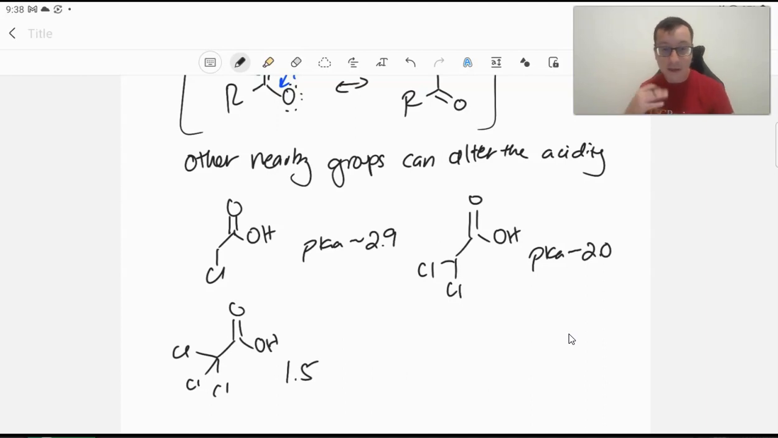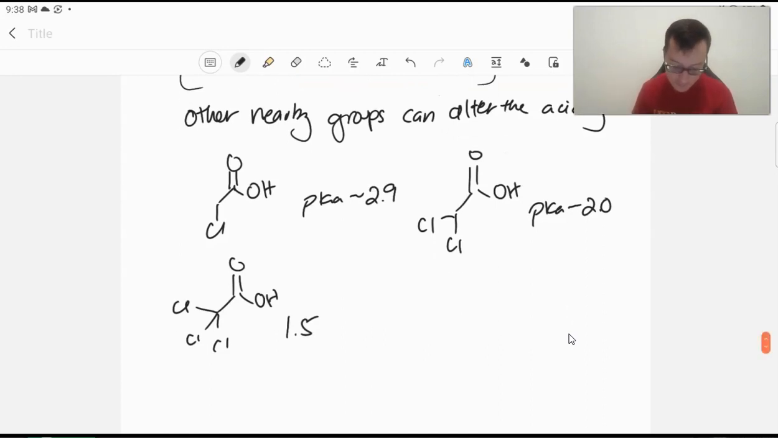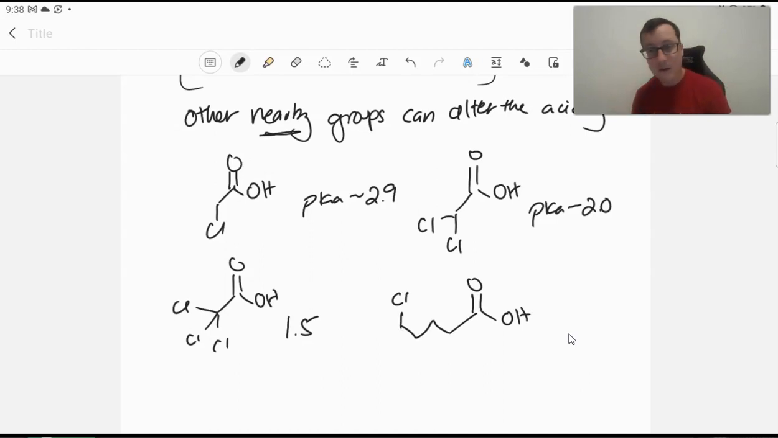So not only do we have resonance that's helping stabilize that negative charge, but we're also pulling electron density away towards the chlorines, which is going to help further stabilize it. Of course, stuff has to be nearby. So something like this, the chlorine way over here, not going to help you out. We're going to see that this one will still have a pKa of 4 to 5.